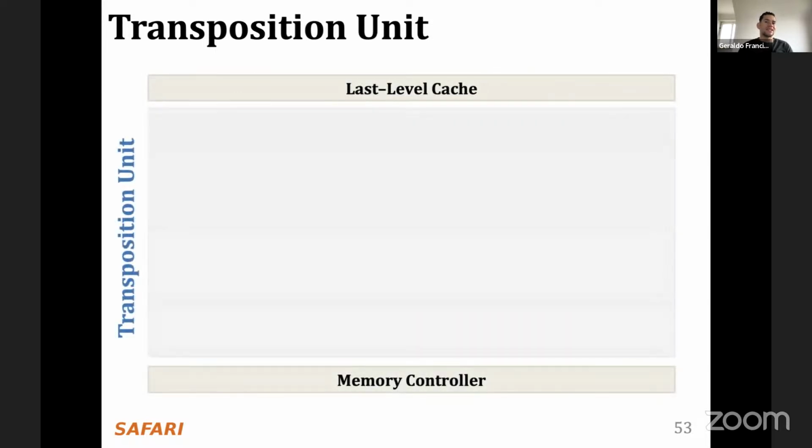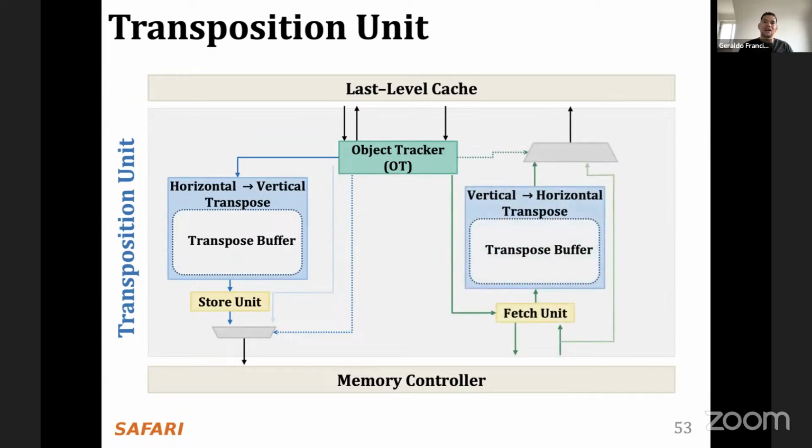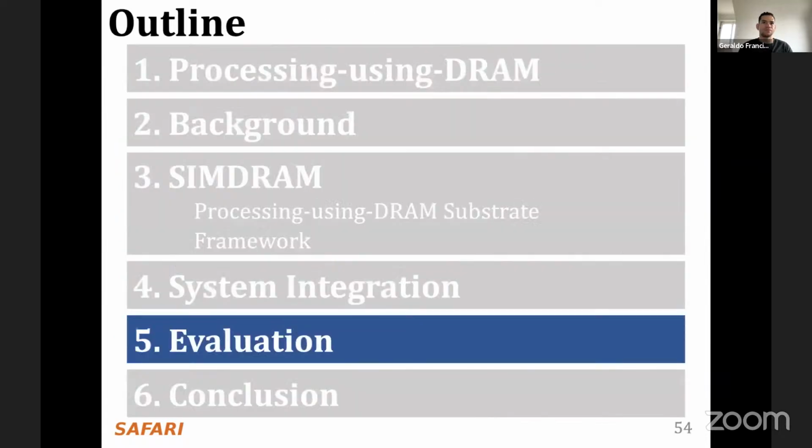To address this issue, SIMDRAM uses a specialized hardware unit placed between the last-level cache and the memory controller, called the data transposition unit, to transform the data layout from horizontal to vertical and vice versa. The transposition unit tracks SIMDRAM objects and ensures that the corresponding data is in a vertical data layout, ready for SIMDRAM computation, whenever the data is in DRAM, and in a horizontal data layout whenever the data is in caches and is ready for computation in the processor.